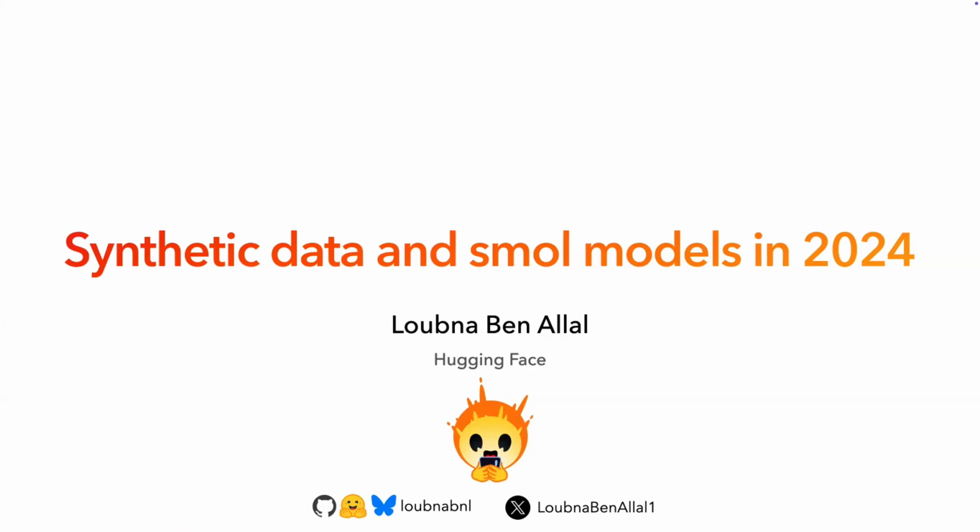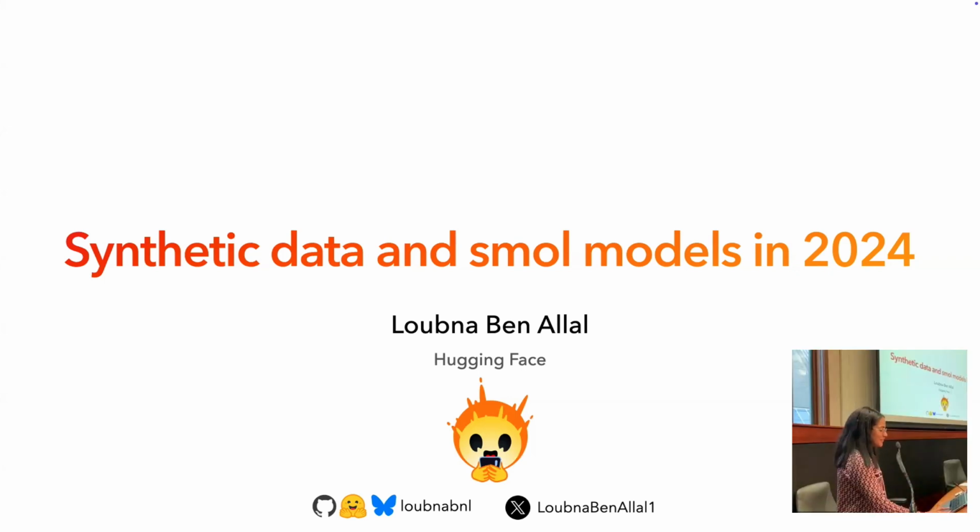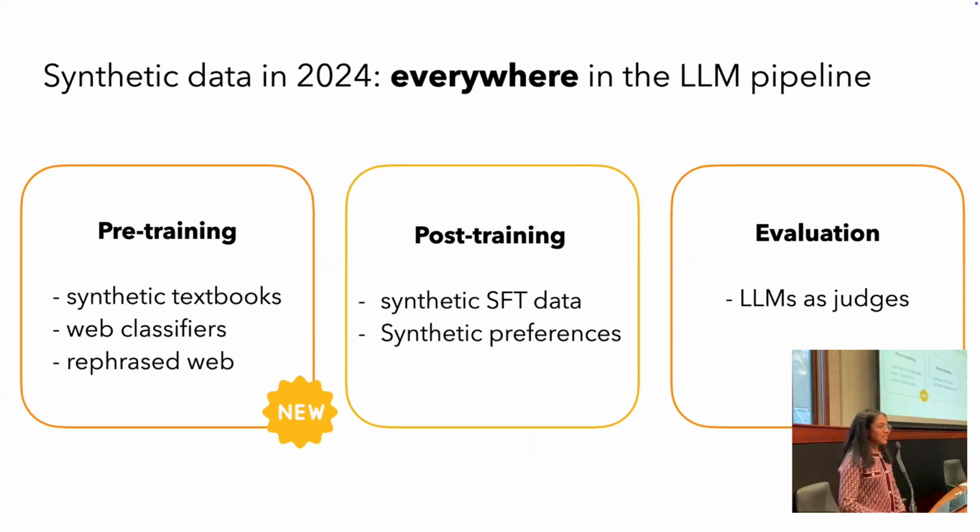So I'm going to be talking about synthetic data in 2024, and then I'm going to be talking about small on-device models. I think the most interesting thing about synthetic data this year is that now we have it everywhere in the large language models pipeline. I think initially synthetic data was mainly used just for post-training, because naturally that's the part where we needed human annotators to show the models how they should answer instructions, how they should be helpful and not toxic. And when we had LLMs that were really performant, we replaced human annotators with synthetic data.